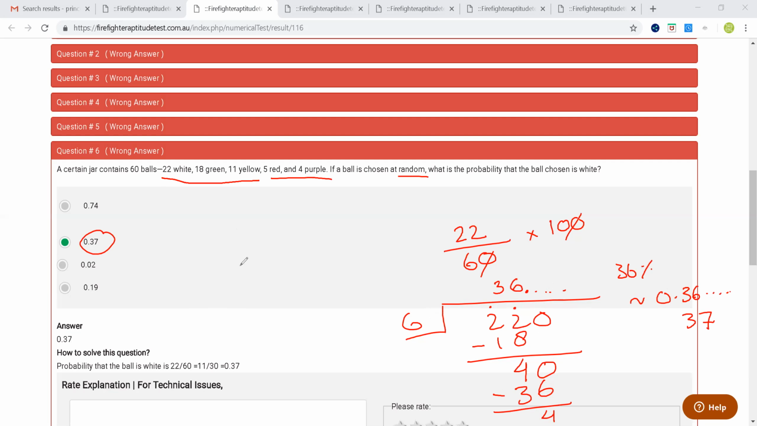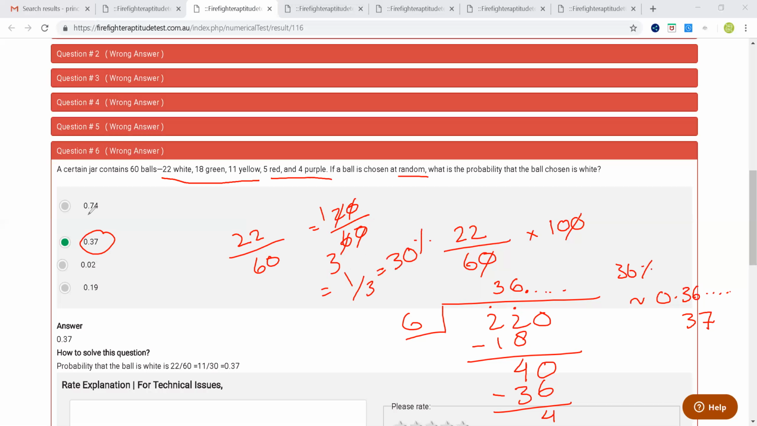Another easier way is to look at the distribution, just use your intuition. 22 and 60. Let's make it closer. Let's say 20 divided by 60. What does that tell you? It tells you that if I did that, I will get 1/3. And 1/3 represents about 30%, basically.